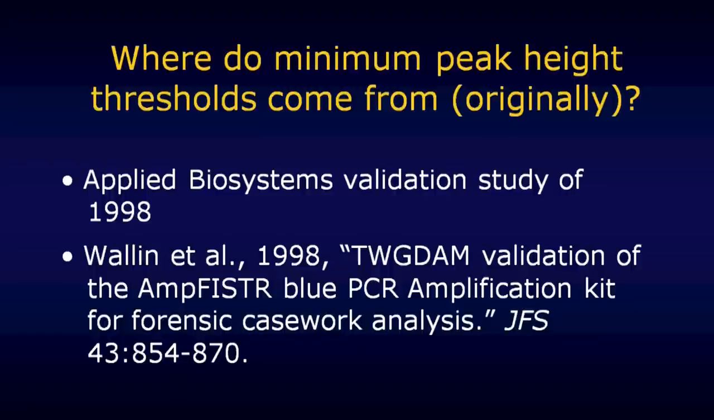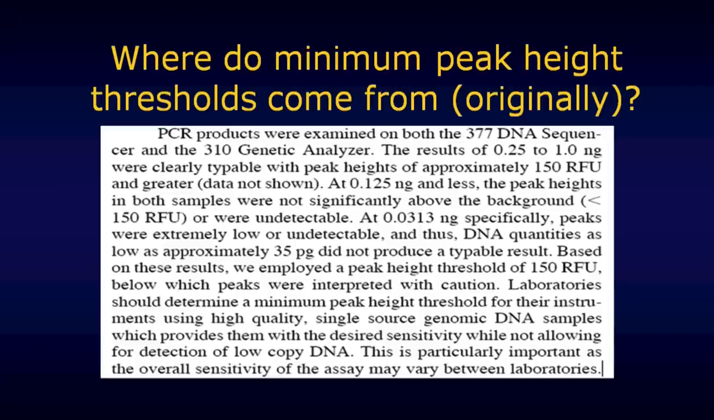Its genesis in the field of DNA profiling goes back pretty much to the origin of the test kits that are used today by most of the laboratories around the world. The manufacturer of those test kits is Applied Biosystems. They did a validation study in 1988 that was published in the Journal of Forensic Sciences. You can read that validation study in all its glory by following this particular reference. But let me draw your attention to one particular paragraph that is, more than anything else, where the idea of a minimum peak height threshold comes from. In fact, to my knowledge, this is the first time that those words were strung together in a sentence in any sort of document associated with DNA profiling.